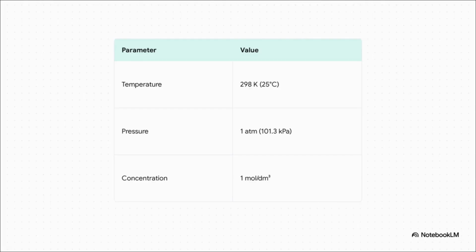So what are these rules exactly? Well, as you can see here, we're talking about a specific set of values. A temperature of 25 degrees Celsius, which is 298 Kelvin, pretty much a comfortable room temperature. A pressure of 1 atmosphere, just normal atmospheric pressure at sea level. And if you're working with solutions, a concentration of 1 mole per cubic decimeter. By locking in these three values, we make sure any energy changes we see are because of the chemistry itself, not because the room was hot or the pressure was weird.